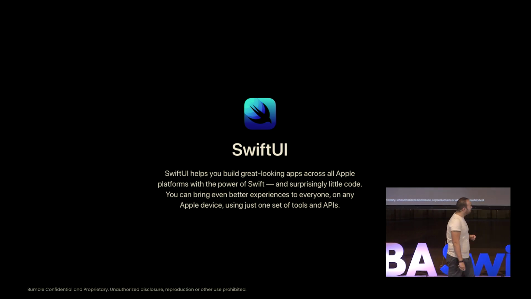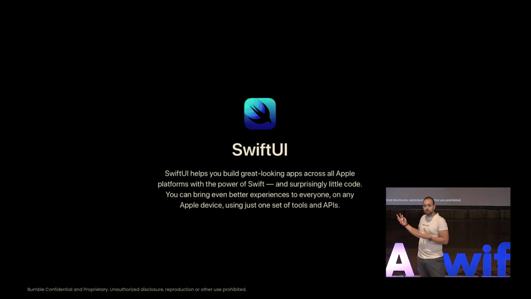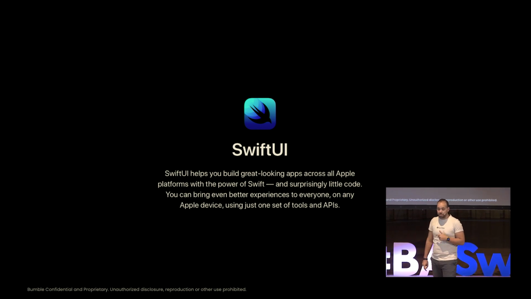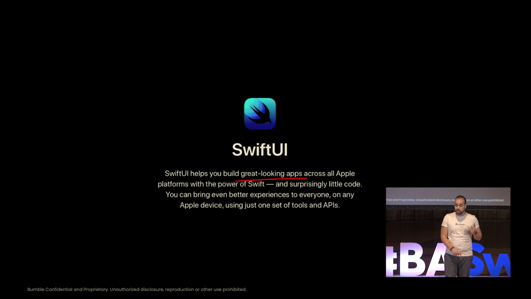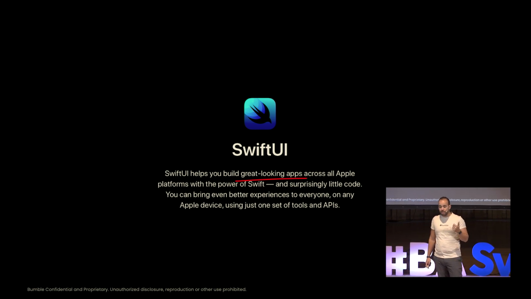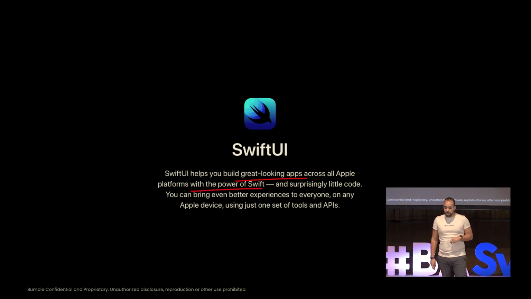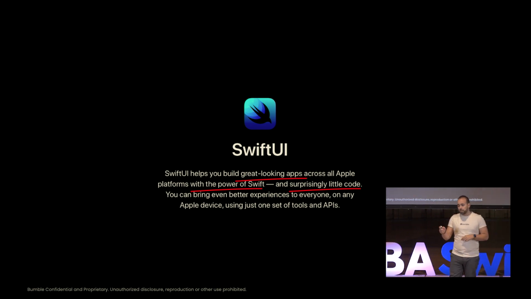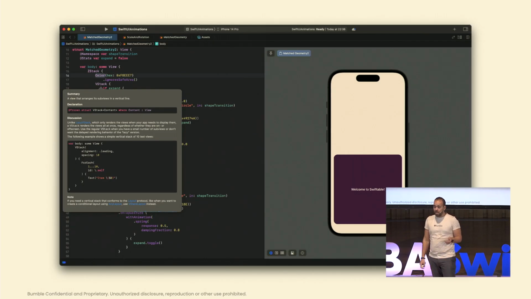Okay, let's start with the description from Apple. This is the official one from the Apple website, saying that SwiftUI helps you build great-looking applications across all the platforms with the power of Swift and a surprisingly small amount of code. It can bring a better experience to everyone on any Apple device using just one set of tools and APIs. So when I checked this description, I was surprised and decided to have a look.